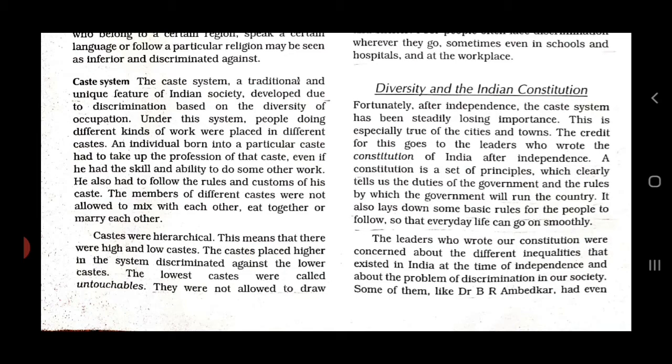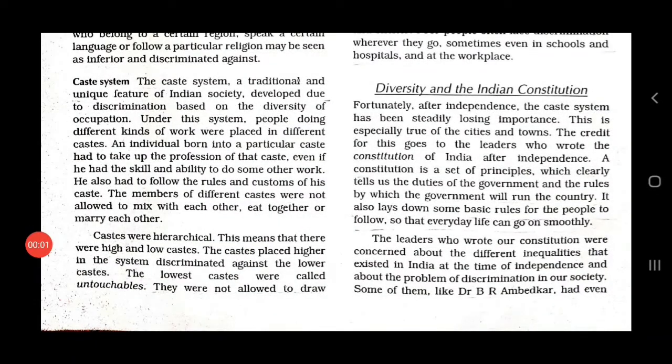Now, what is a constitution, children? See. Constitution, children, is a set of principles which tells us the duties of the government and the rules by which the government will run the country. Now, it lays down some basic rules for the people to follow. We all have to follow particular rules, which are mentioned in the constitution, so that everyday life can go on smoothly. Understood?